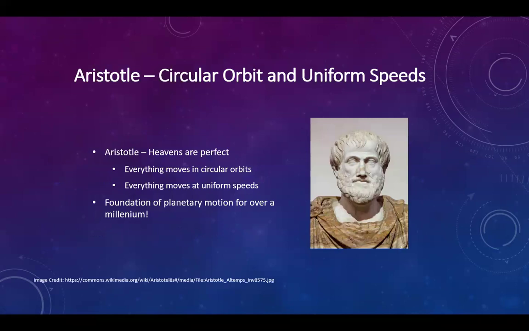So for thousands of years, science was dominated by the ideas of Aristotle. Aristotle put forth the concept that the heavens were perfect. And so everything in the heavens being perfect would need to move in circular orbits at uniform speeds. This led to ages of trouble. And this was the foundation of planetary motion for over a millennium, at least, this was almost 2,000 years.